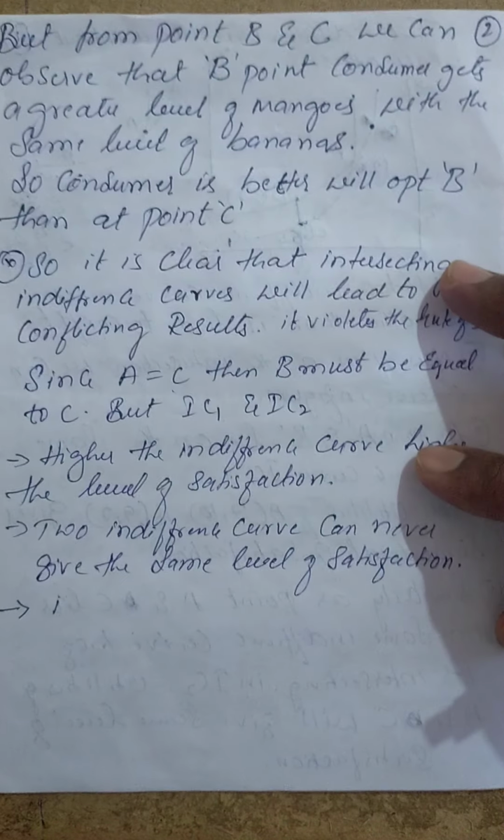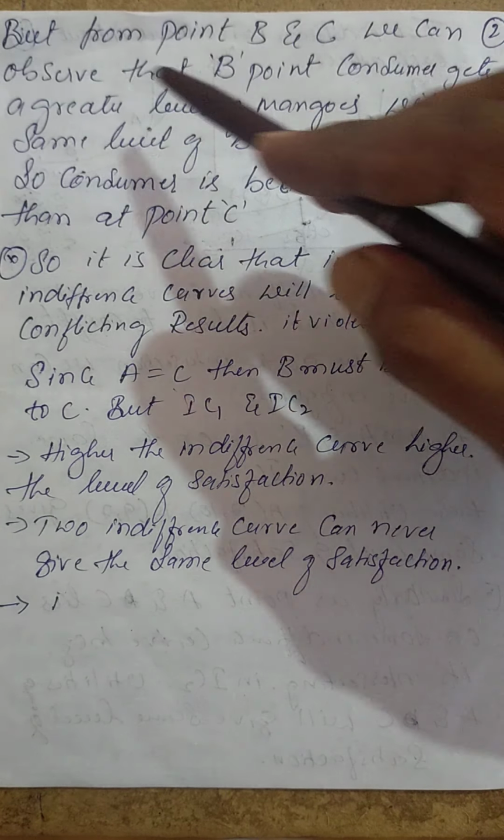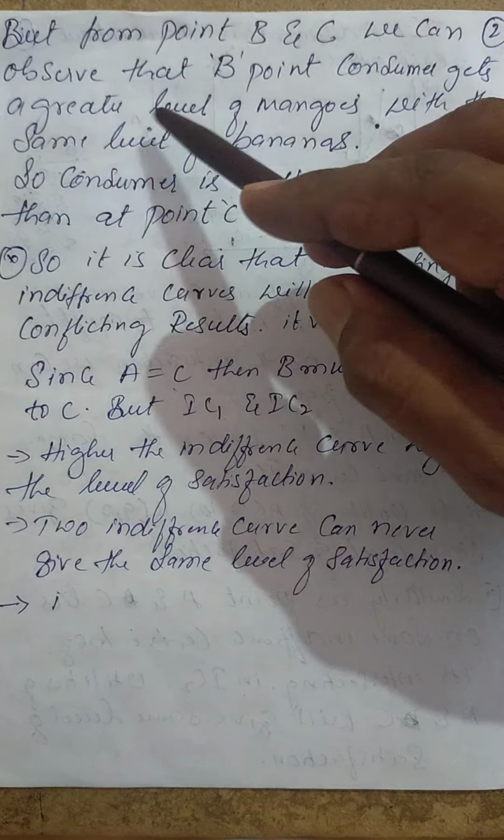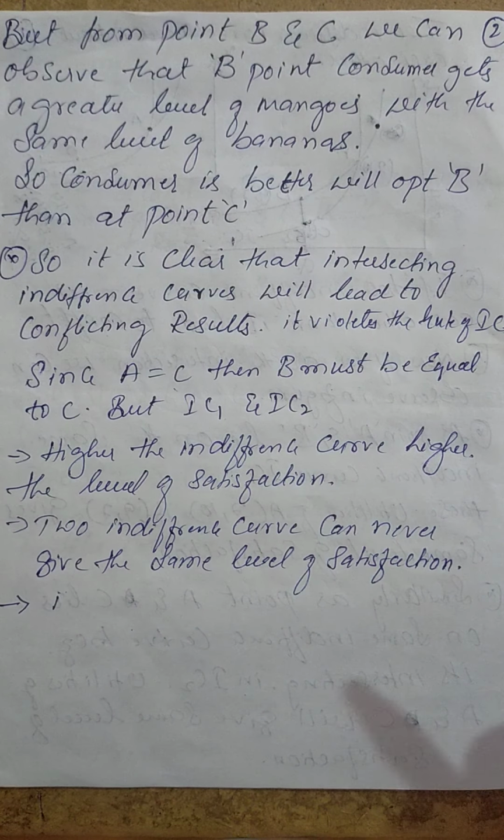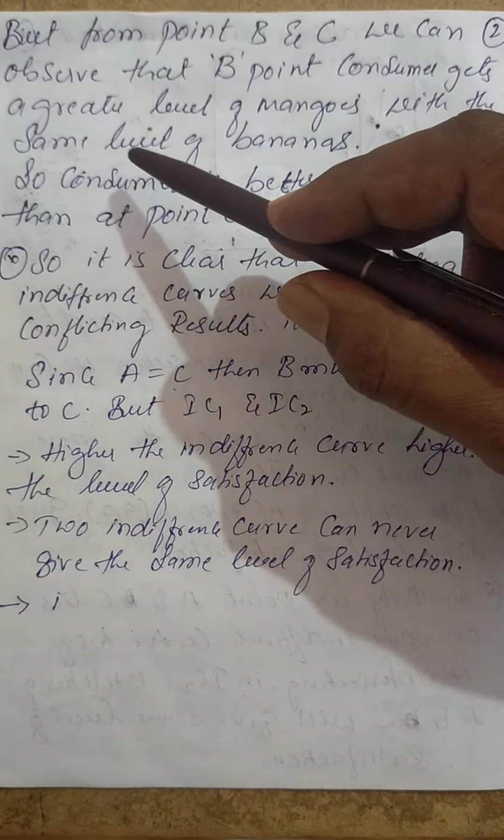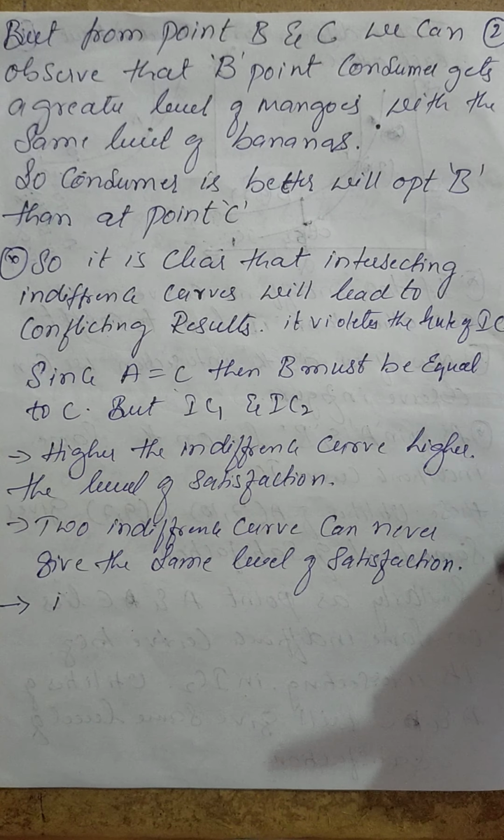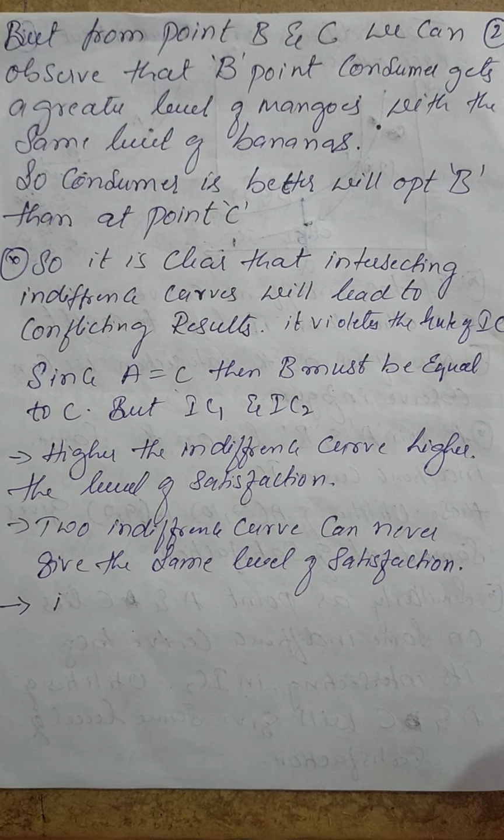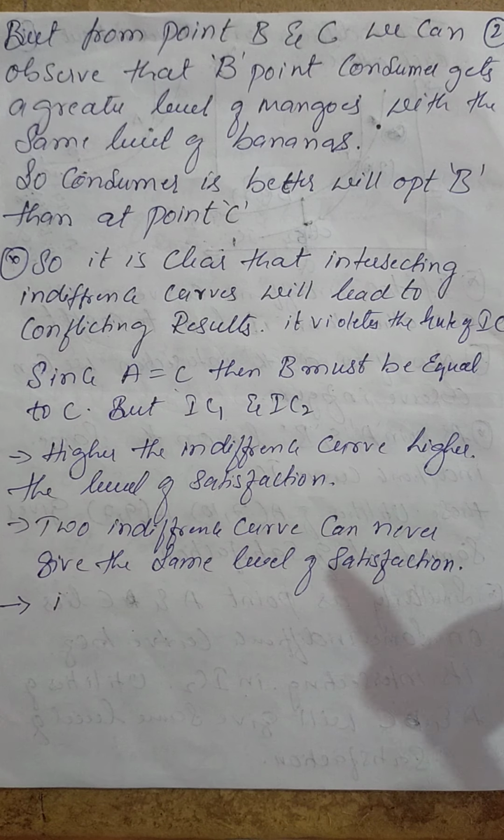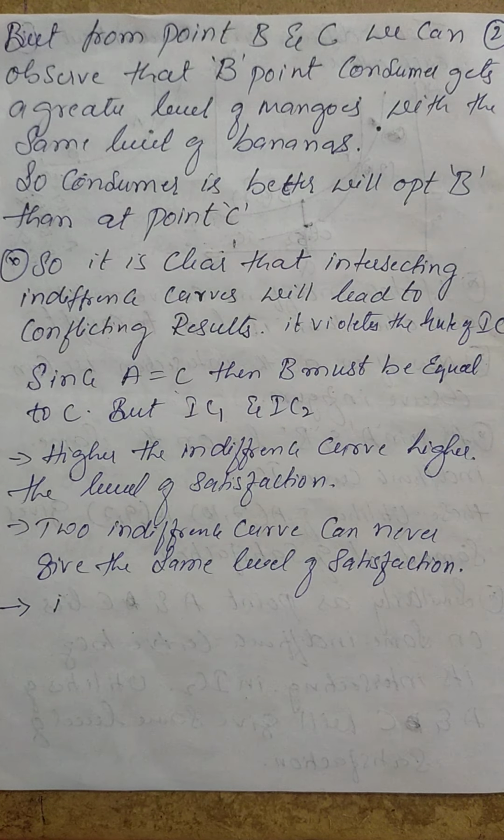So this is what happens. Continuing this, we also have certain points. What are they? Let us see. From points B and C, as I said, we can observe that at point B the consumer gets the greater level of mangoes, which is x2, good, isn't it? He is going to get 7 units with the same level of bananas, 9. Point C has bananas also 9, and mangoes 5. C is 9 comma 5, whereas B is 9 comma 7.